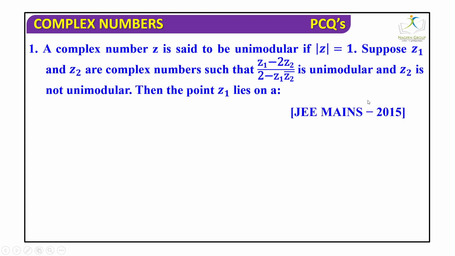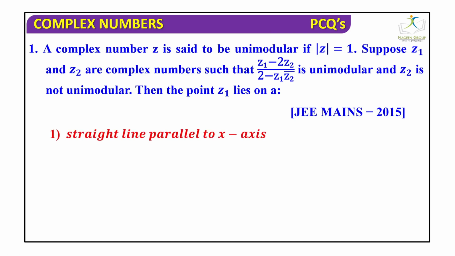This came in 2015. Question is, a complex number z is said to be unimodular. What do you mean by unimodular? If the modulus of z is equal to 1. Suppose z1 and z2 are complex numbers such that |(z1 - 2z2)/(2 - z1 z2 conjugate)| is unimodular. Here it is given that this modulus is equal to 1 and z2 is non-unimodular, meaning modulus of z2 is not equal to 1. Then the point z1 lies on, so you have to tell what z1 will lie on.